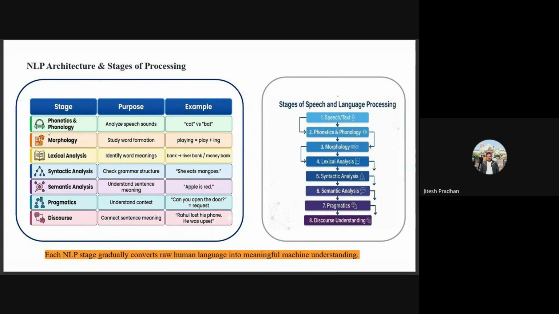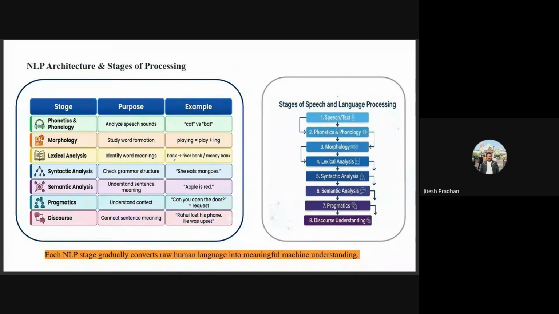Okay, now look at here, phonetics and phonology. It will analyze speech and sound, how our vocal cords generate sound for different words. Now in morphology, we will study word formation, how words are forming. Okay, for example, playing has been formed from play plus ing. This is an example. We will discuss it in detail.